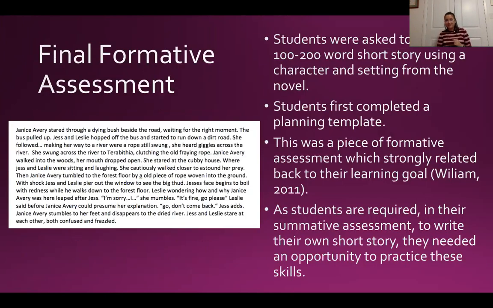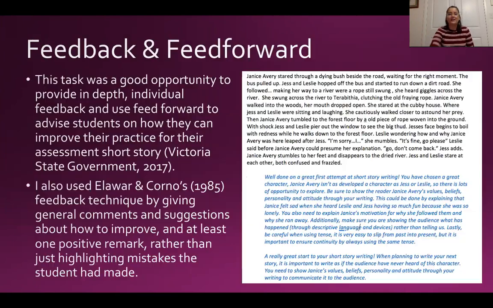Okay, so my final formative assessment. This final formative assessment was designed to really relate back to their learning goal. So students were asked to write 100 to 200 word short stories, and I assigned them a character and a setting from the novel to do this. As this is just a less complex version of what they will have to do for their summative assessment, essentially. So I thought that was really important to let them practice these skills and get some feedback.